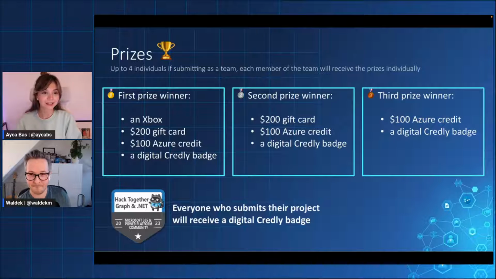Cool. Let's go back to the prizes. If you take the second prize winner, you don't get an Xbox, but you still get really great goodies. We give you a $200 gift card, $100 Azure credit, and a digital Credly badge. Again, if you join as a group, 4 of you will get these prizes separately. And if you get the third prize, then you will, yeah, go ahead.